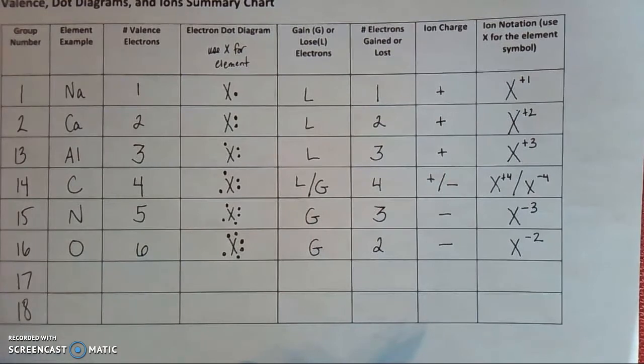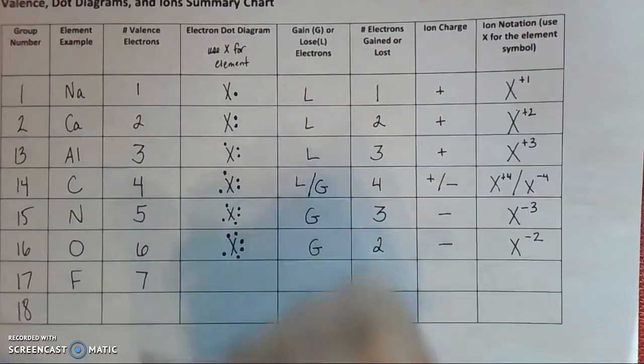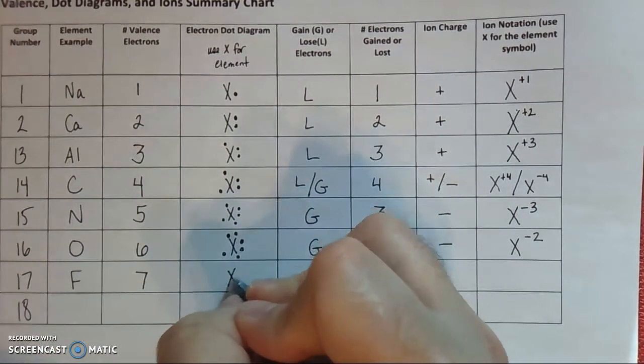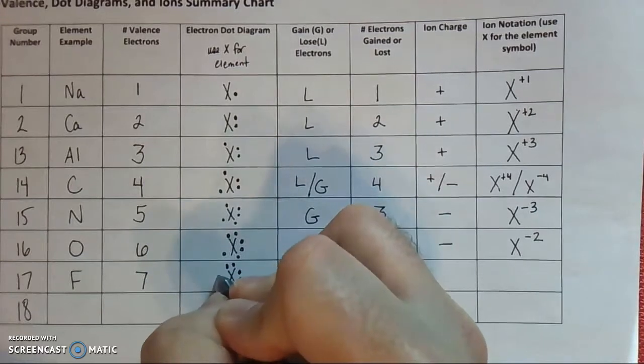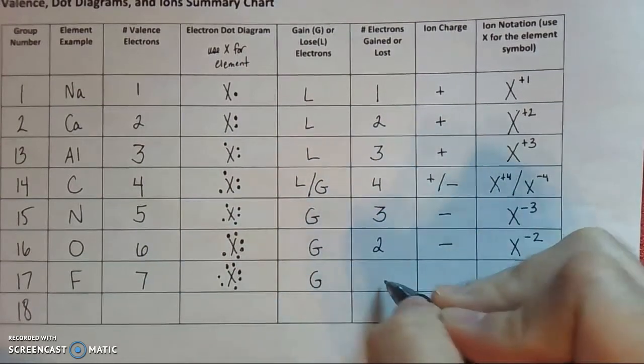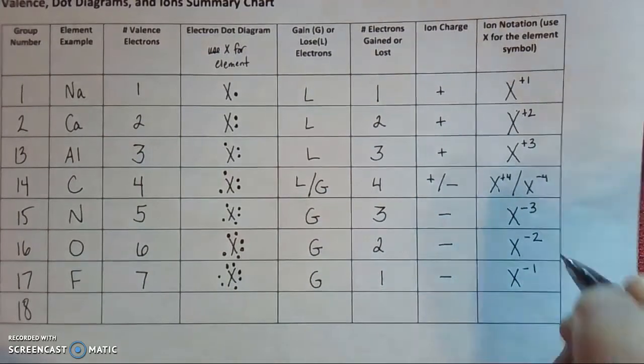Group 17, fluorine is a good example. It has 7. Fluorine, if it has 7, it only needs 1 more electron to be stable. So it gains 1, becomes negative, and is -1 in charge.